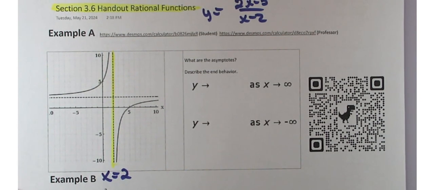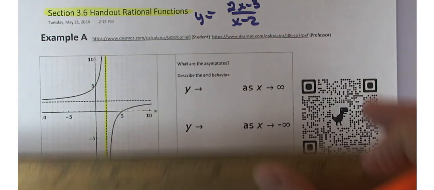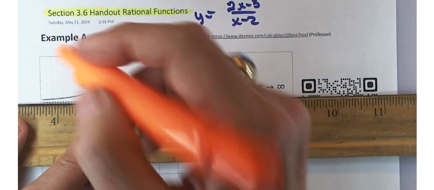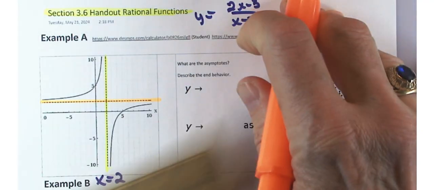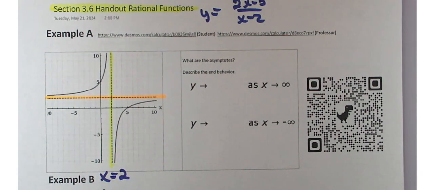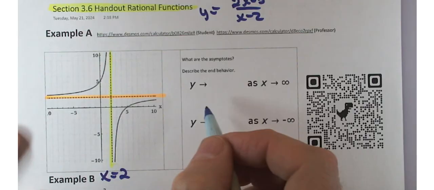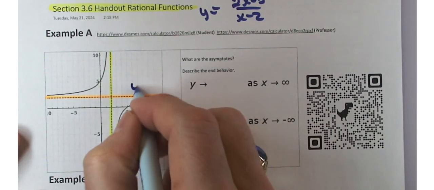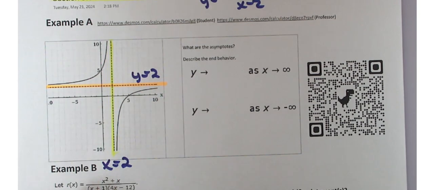Now that's your vertical asymptote. Is there another asymptote in this graph? Yes. And where would that be? Yeah, right by my ruler. Okay, we got the equation of that one. Well, the vertical one was x equals 2. What would the horizontal one be? Yeah, y equals 2.